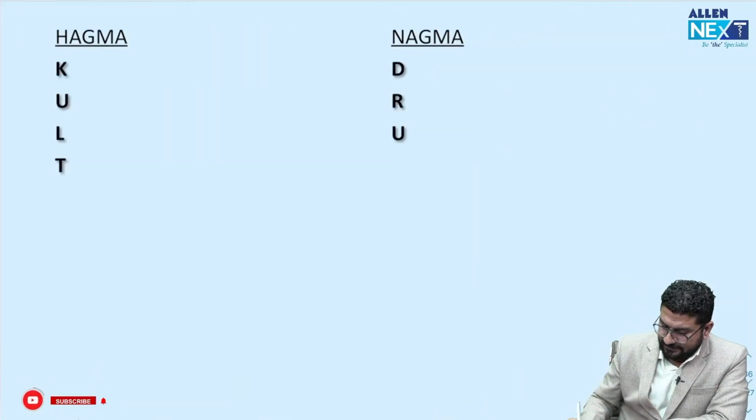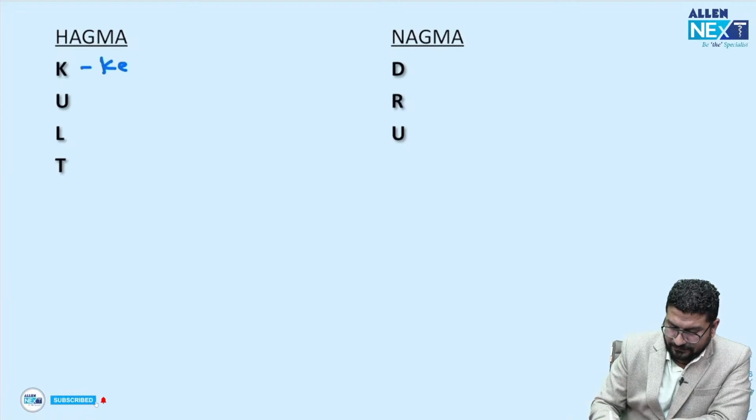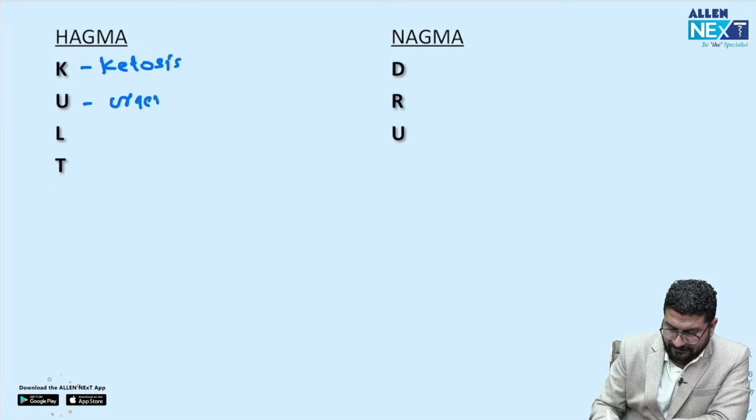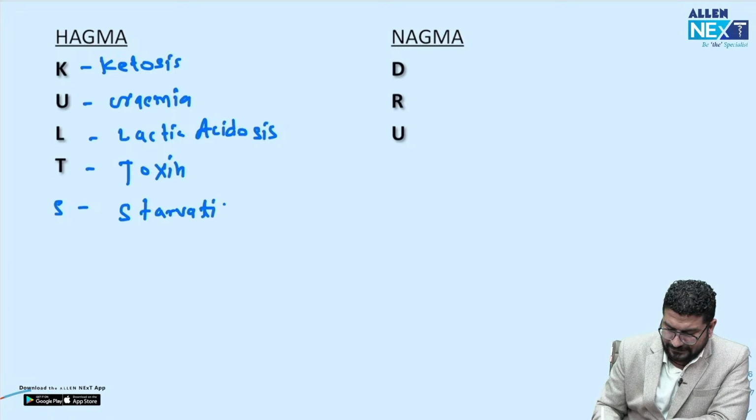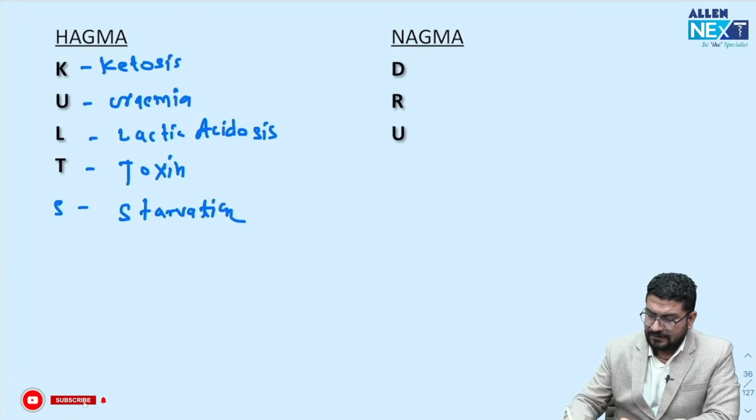So where we see high anion gap, it is seen in ketoacidosis or ketosis. U is uremia, means AKI CKD patient. L is lactic acidosis. T is toxin. Just remember one more, we can also see this in starvation. So starvation, fasting will have high anion gap.